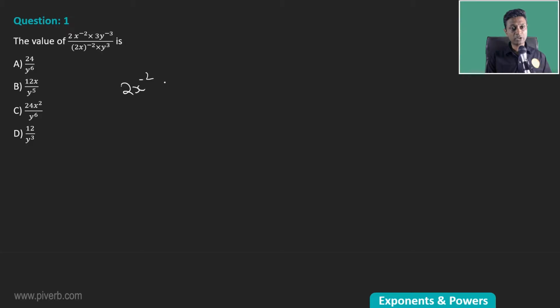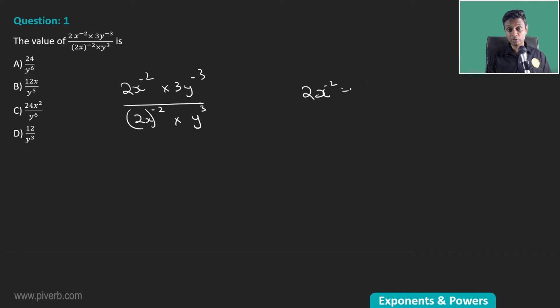2x power minus 2 into 3y power minus 3 by 2x whole power minus 2 into y cube. It's a wonderful question, and so we need to go step by step, and we need to go very carefully here. 2x power minus 2 is 2 by x square. This is 3 by y cube. 2x whole power minus 2.